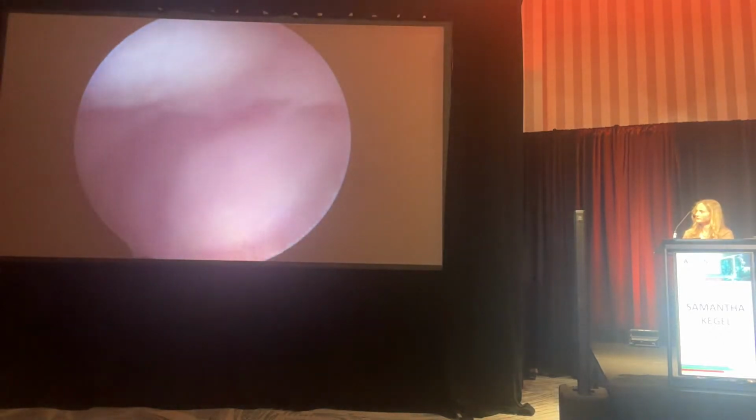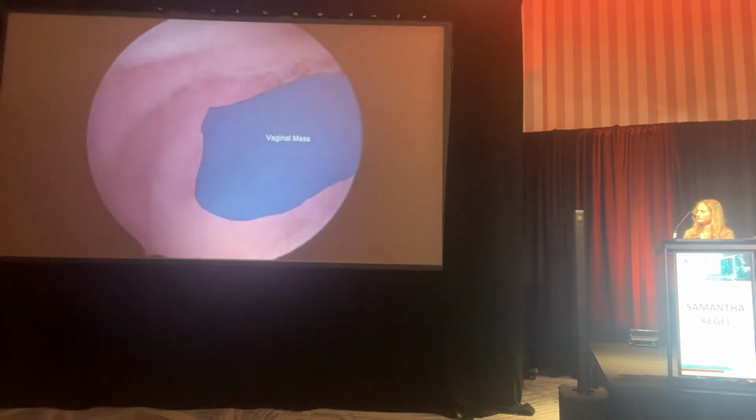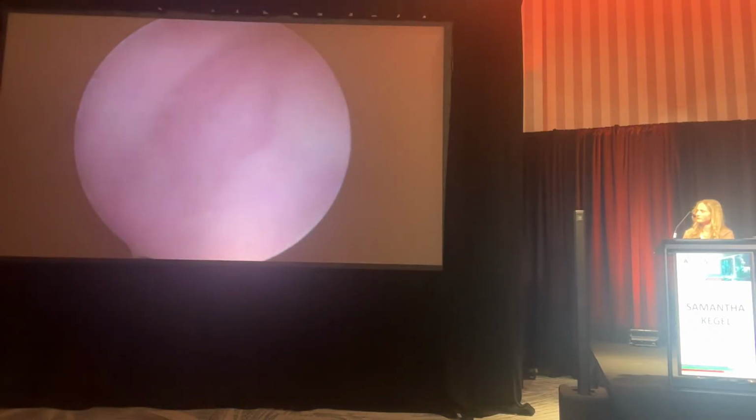The patient underwent in-office vaginoscopy, which revealed an approximately 1 centimeter area of raised nodular tissue consistent with endometriosis. The patient was unable to tolerate a biopsy at that time, but desired vaginal cuff revision.